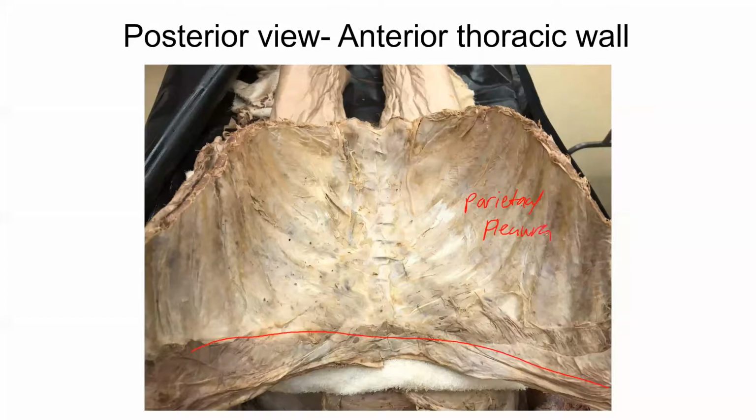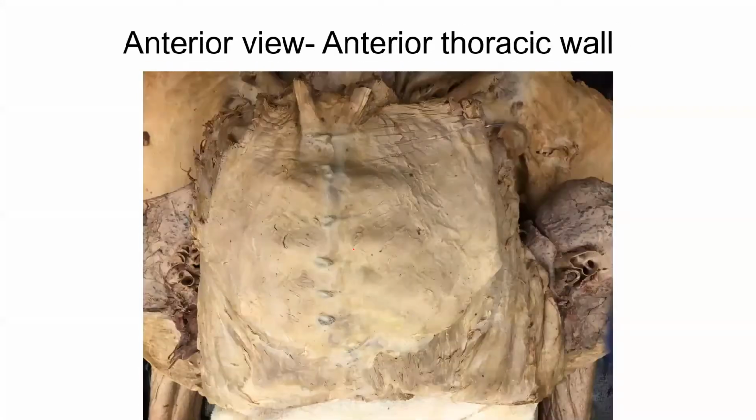The parietal pleura is attached to the anterior surface of the thoracic wall, whereas the visceral pleura, the internal connection of that double lining, is attached to the costal surface of the lung, okay? So we just want to understand that parietal pleura is attached there. Here's an anterior view.